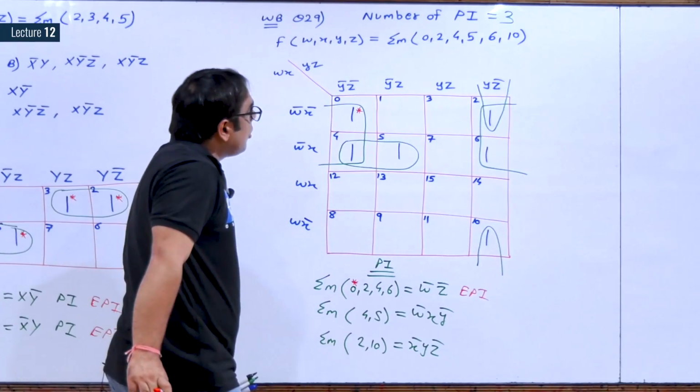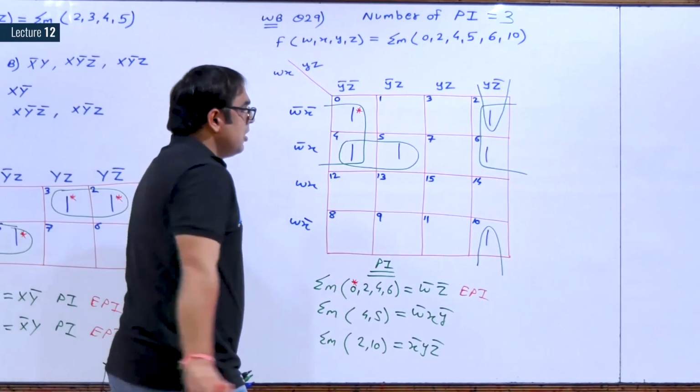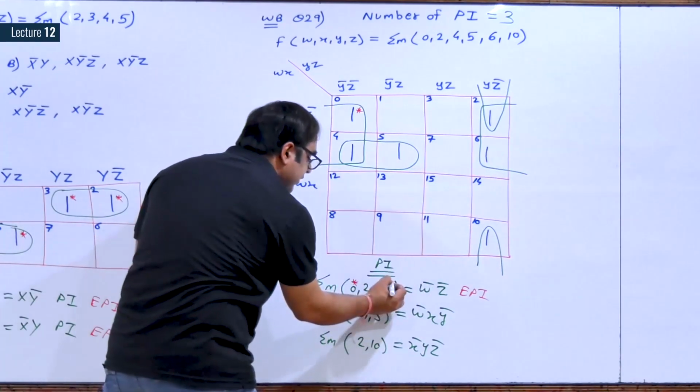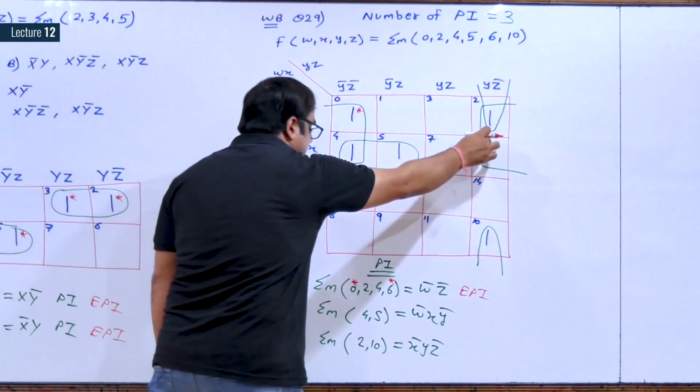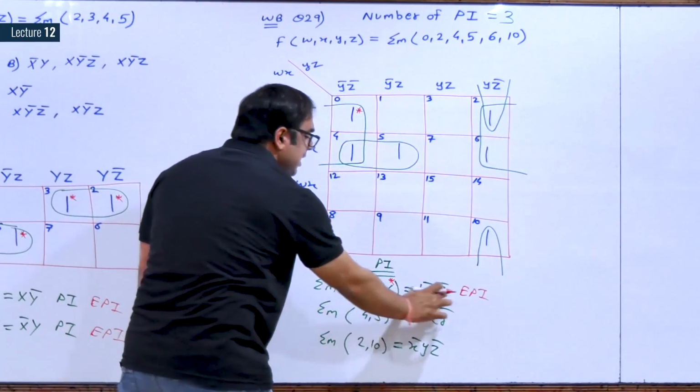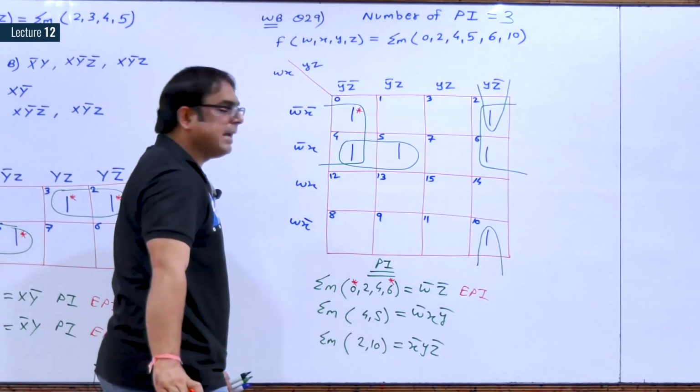Minterm 1 has only one option. Also, minterm 6 has only one option. Minterm 0 and minterm 6, because of both of these, this is an essential prime implicant.